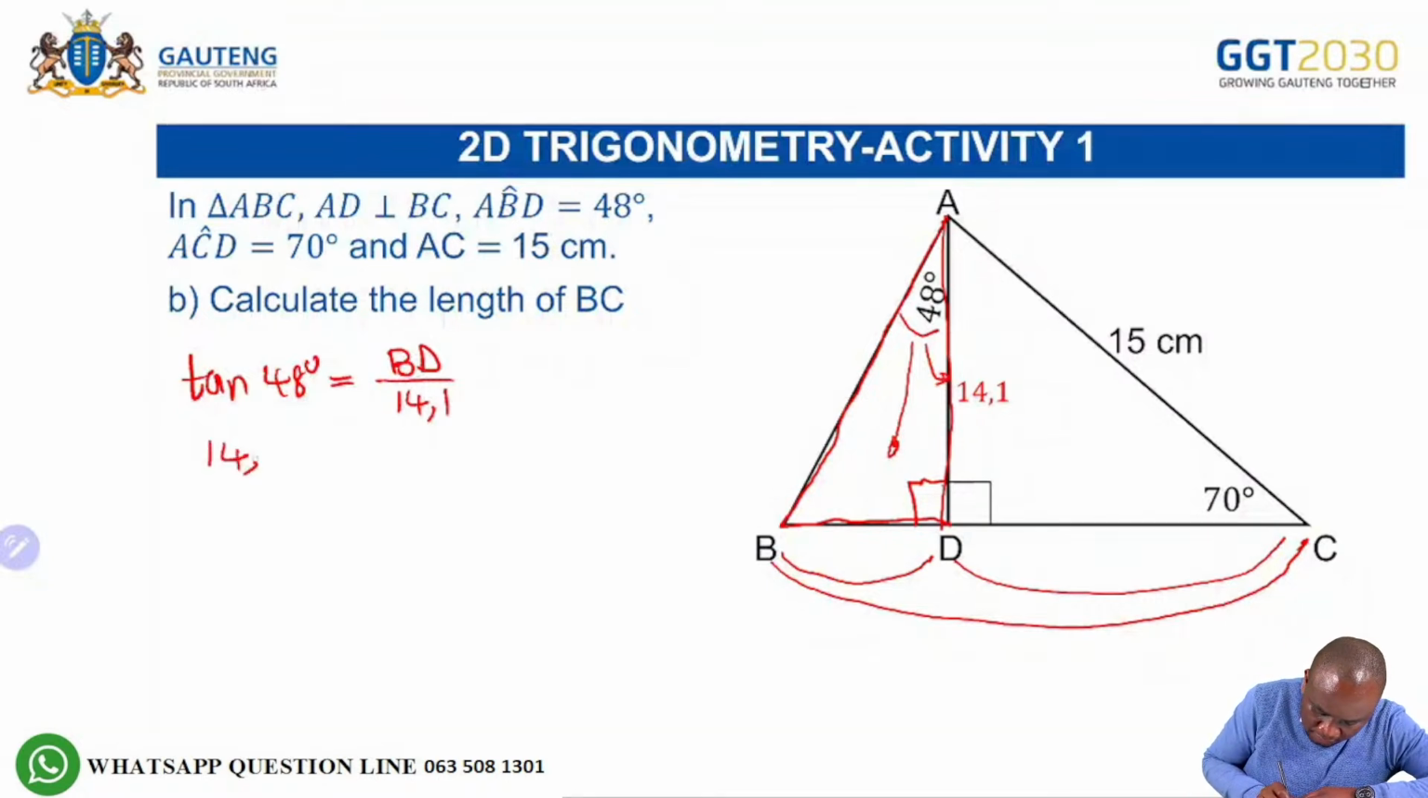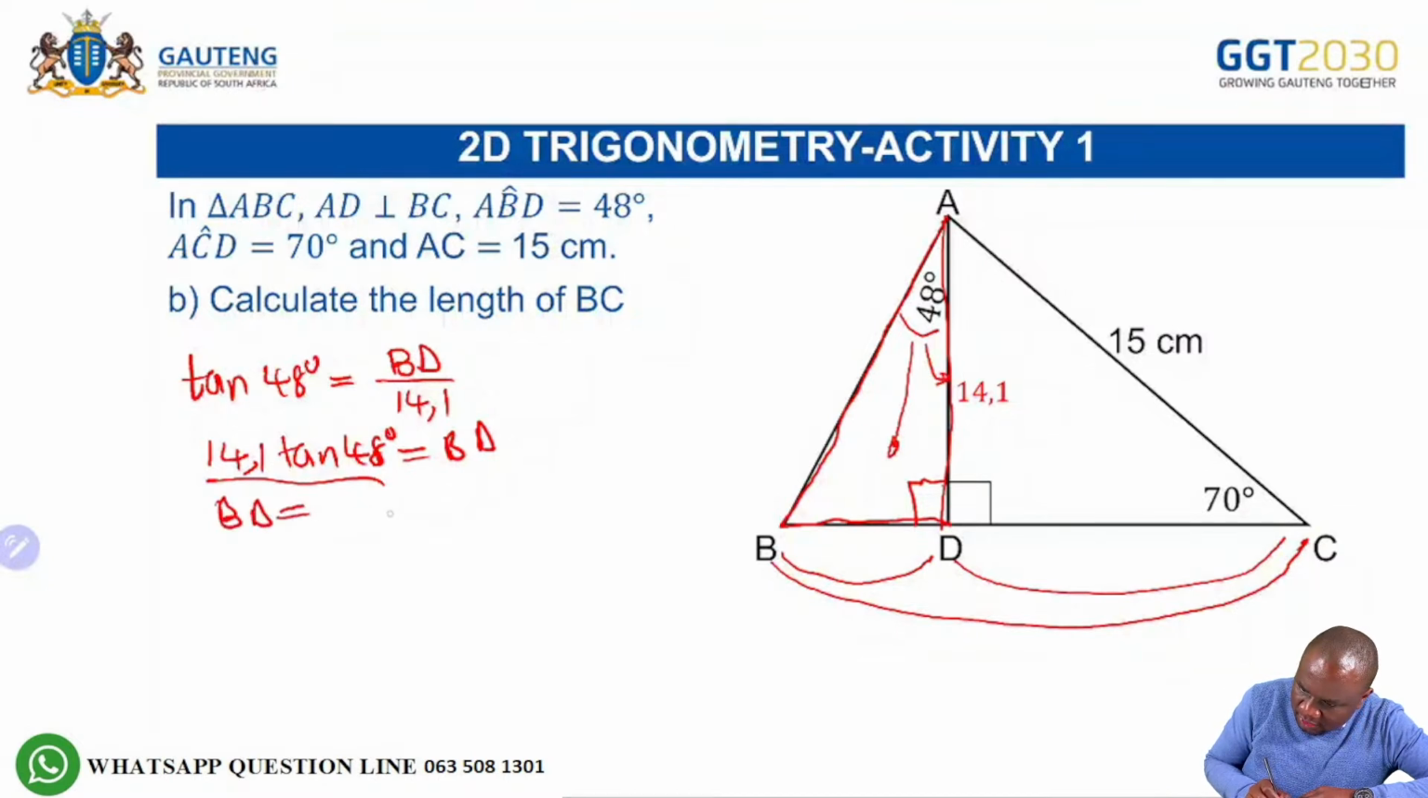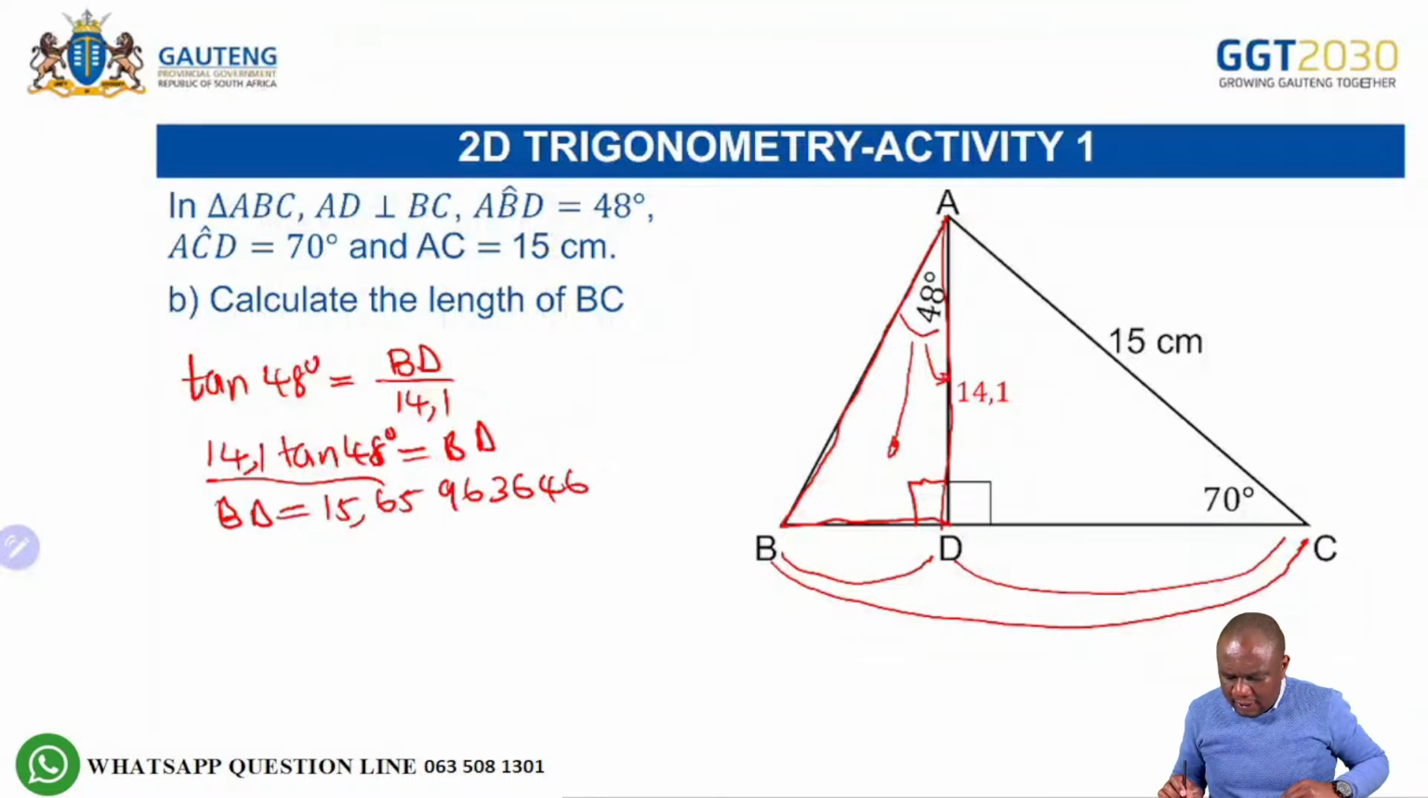And then now we cross multiply or just multiply by 14,1 on both sides of the equation. We get that 14,1 tan 48 degrees is equal to BD. And then enter this in the calculator. What do you get? We get that BD is equal to what? I did the calculation. I got 15,659,63646. Okay, that's BD. And then now we need to find DC.